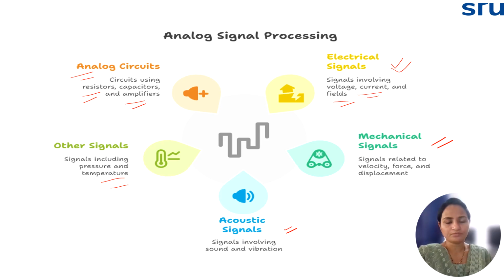So in analog signals we have electrical signals in terms of voltage and currents, other signals like pressure and temperature, and acoustic signals, all of which are analog in nature.